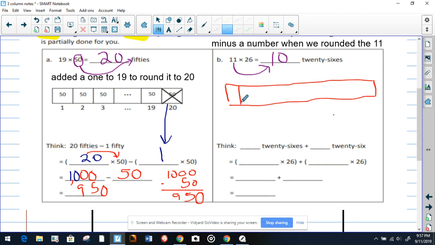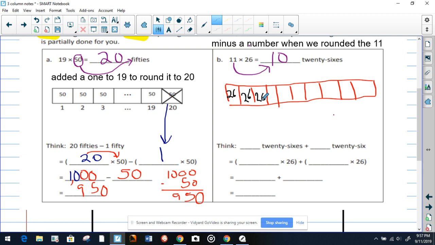1, 2, 3, 4, 5, 6, 7, 8, 9, 10. Let me count again because last time I made a mistake. 1, 2, 3, 4, 5, 6, 7, 8, 9, 10. Okay, that's 10. So that's 10 what? 10 26s. So inside of this number, there's going to be 26s on each of them because there's 10 of them. So each of them will be 26s.